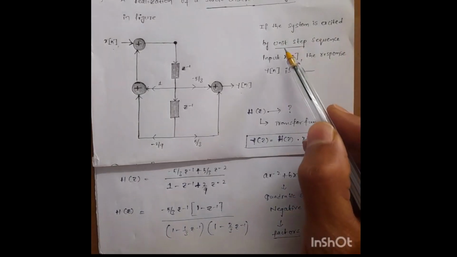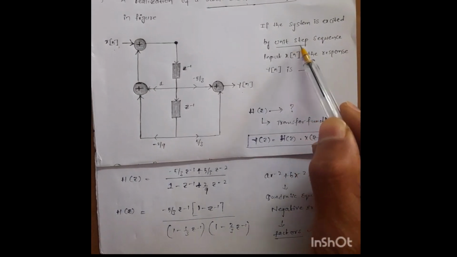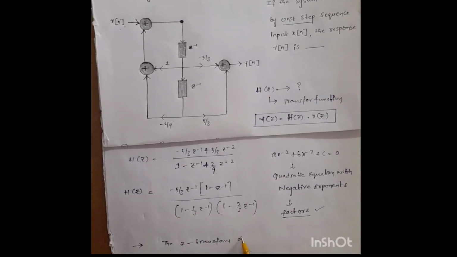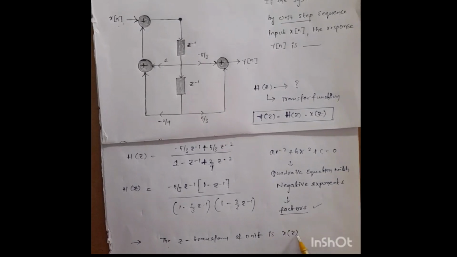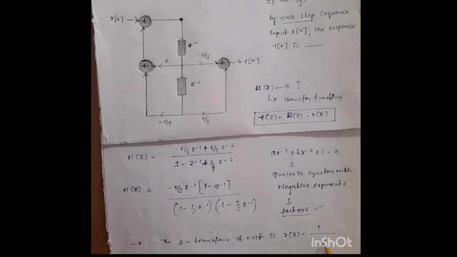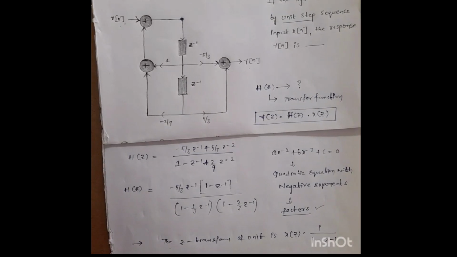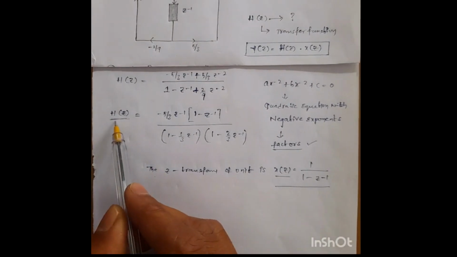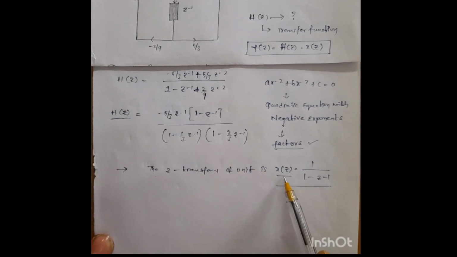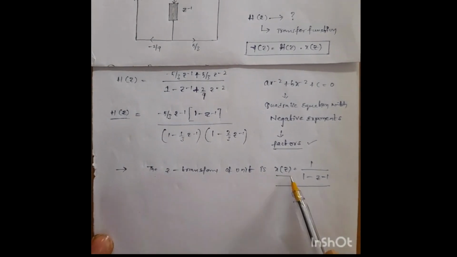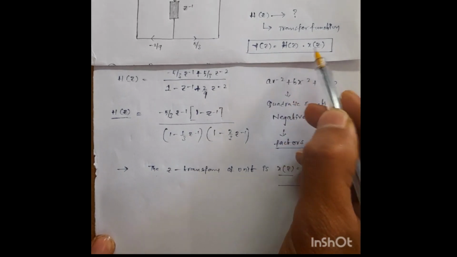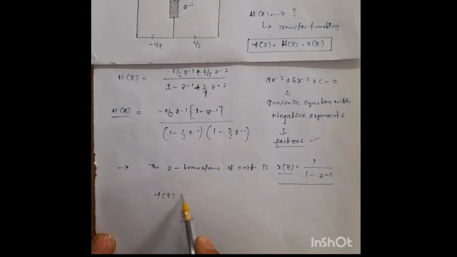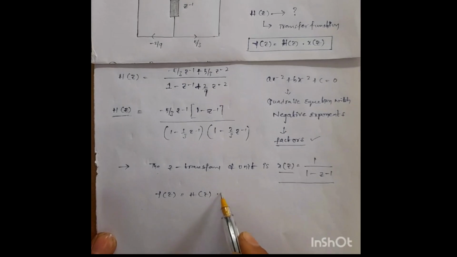Here in the question it is given that the input is unit step sequence. So the z transform of unit step is x of z equals 1 by 1 minus z inverse. In the beginning of this lecture I have given this formula. Now here we got h of z, that is transfer function, and we got input x of z, the z transform of unit step. So we got a transfer function and we got input. Now to find the output y of z, that is h of z into x of z.